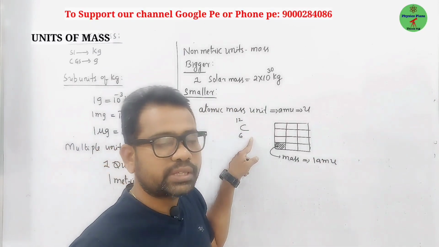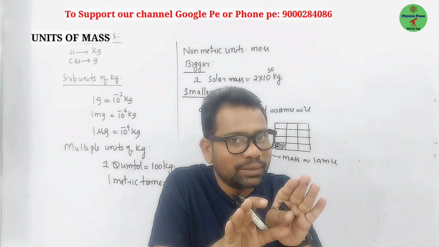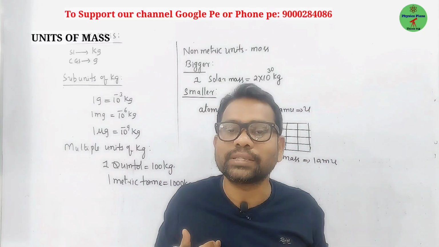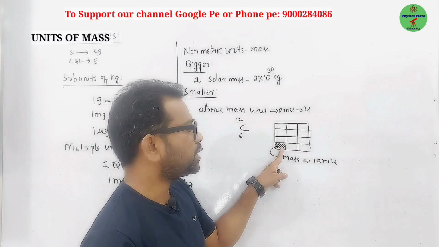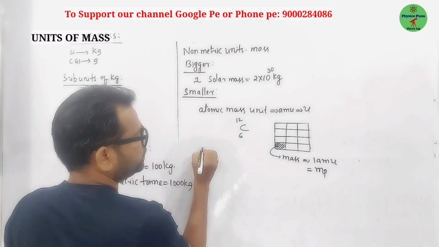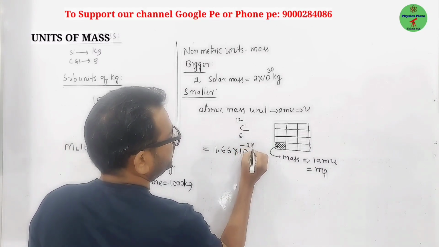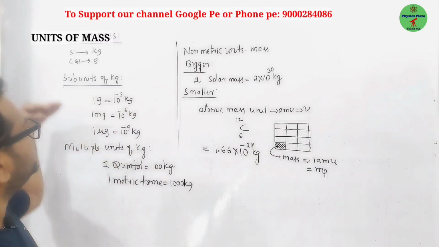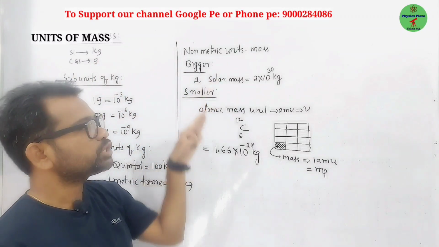In a carbon atom there are 6 protons and 6 neutrons, and the mass of the proton is almost equal to the mass of the neutron. So instead of talking about 6 protons and 6 neutrons, I can say that 12 protons are there. 12 protons divided into 12 parts means each part is equal to the mass of a proton. Its value is 1.66 into 10 to the power of minus 27 kg. So this is all about the units of mass, the subunits of kg, multiple units of kg, and non-metric units, their bigger and smaller units.